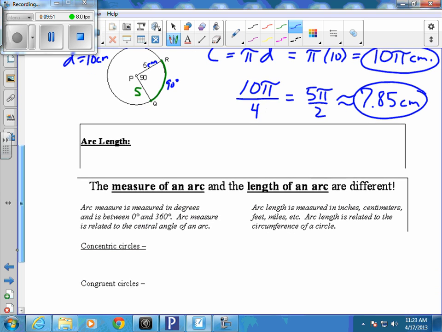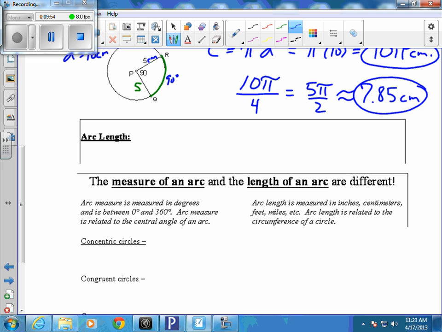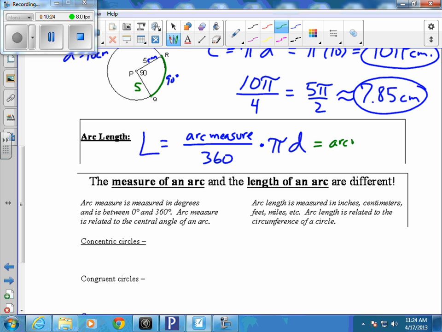So you don't really need a formula for arc length, but here's the idea. Arc length is the corresponding arc measure, in degrees, over 360, that's where we got the 90, or the 1/4, or dividing by 4, because 90 out of 360 is a fourth, times pi times diameter, which is the circumference. So really it's arc measure over 360 times the circumference of the circle.